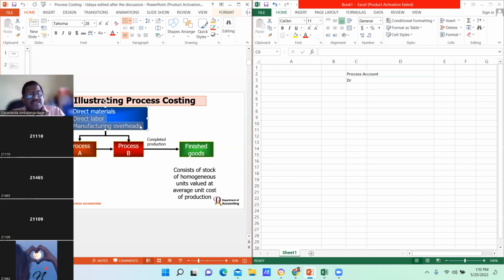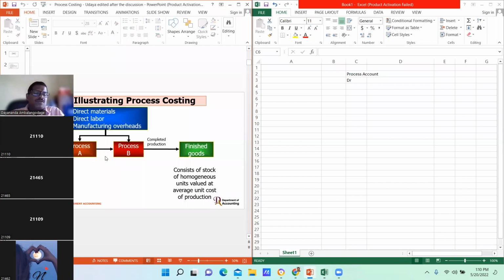Conversion cost means the cost incurred in converting the raw material into output. That is the real value addition taking place in the manufacturing setup. Conversion cost includes, other than direct material, all other things. So you may input direct material, direct labor and manufacturing overheads into process one, which here is process A. Process A will then get an output.